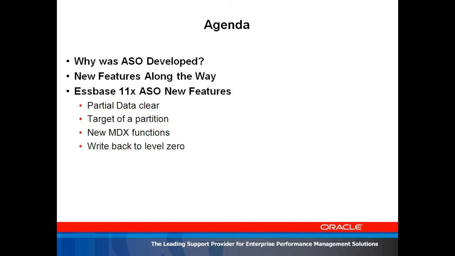First, we're going to discuss a number of things like why ASO was developed, what the new features were along the way, meaning since it was developed in version 7, and what's new in Essbase 11 as far as ASO goes. Things like partial data clearing, ASO being a target of partitions, new MDX functions, right back to level 0, custom calculations, MDX function templates, and so on.